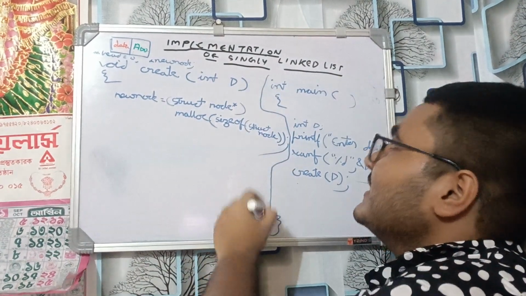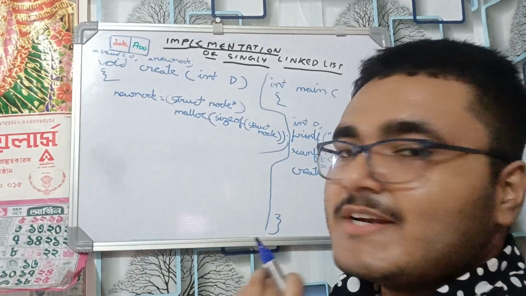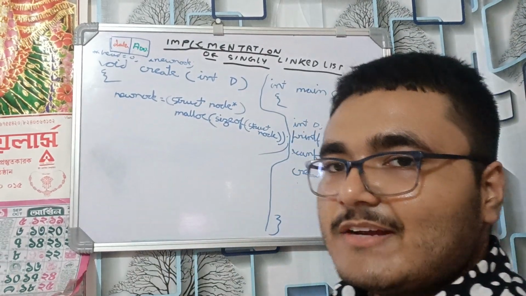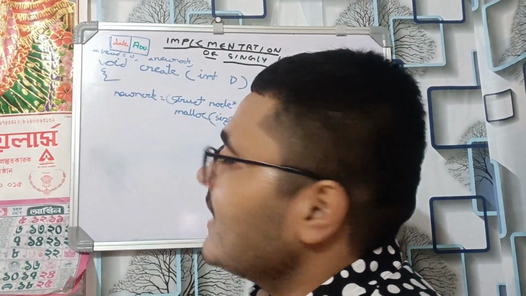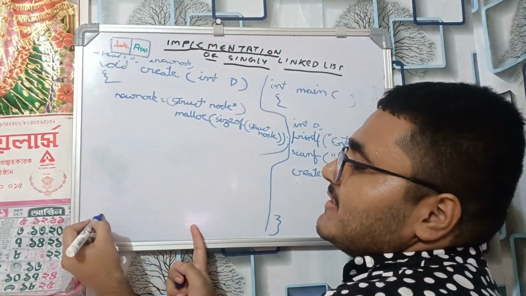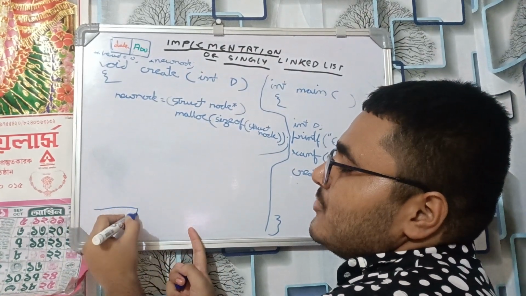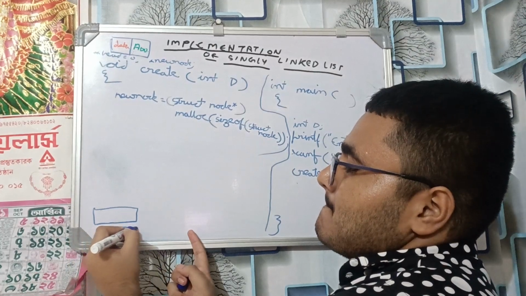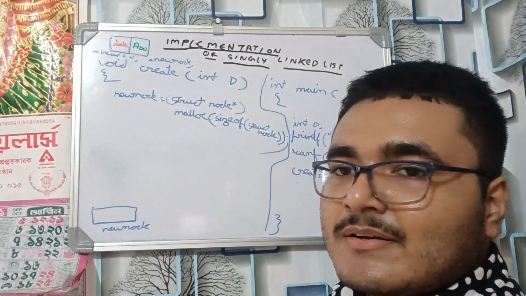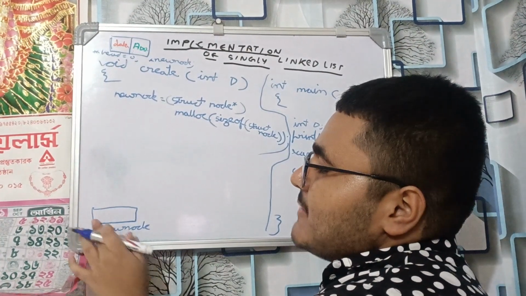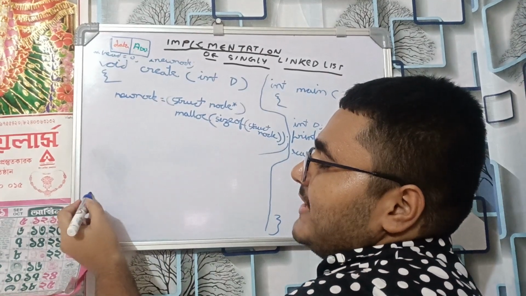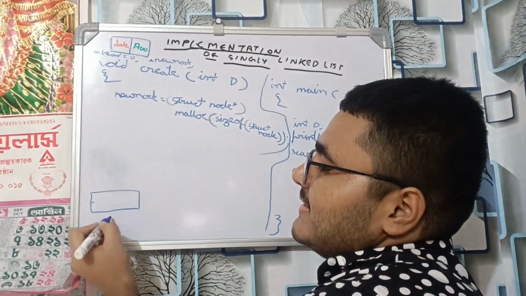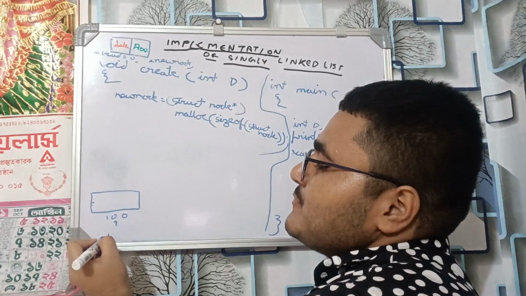Dynamically I am allocating. This is the main function I have created separately, and here I am creating the create function. So suppose in new node, this node is created. This node has been created, new node. Fine. And suppose the address of this node so created is 100, and new node is pointing here.